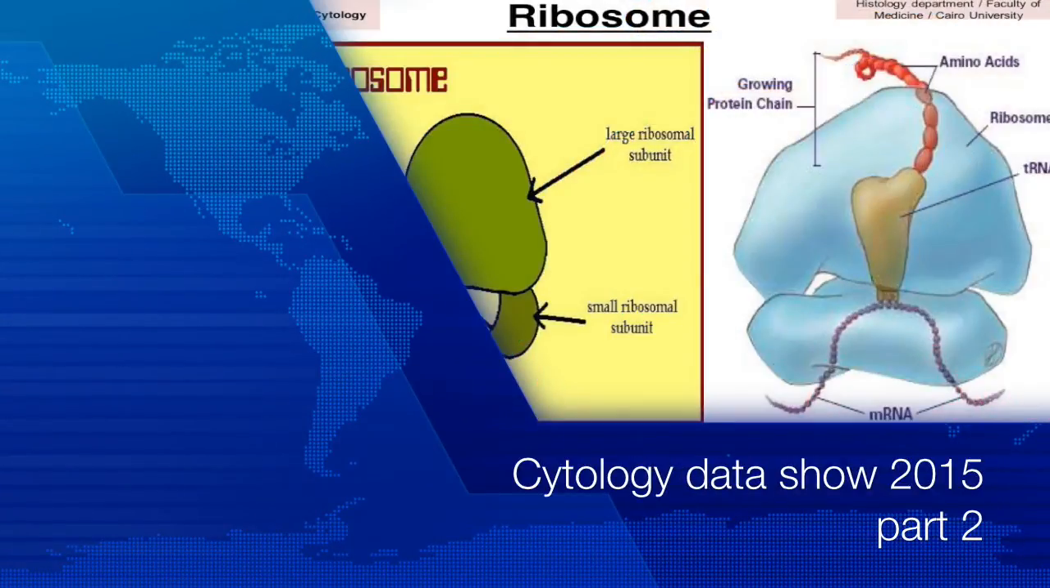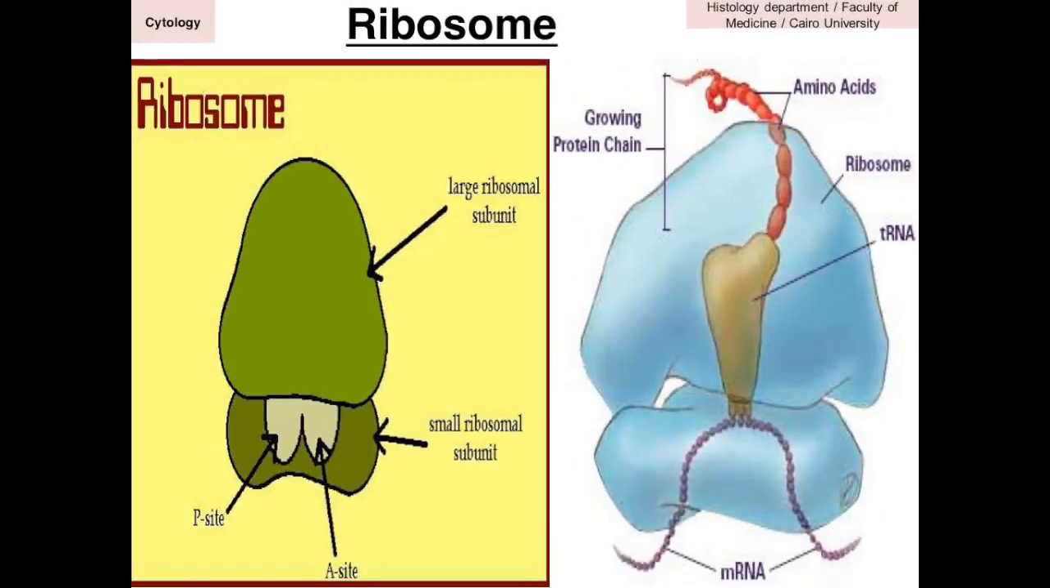Bismillah ar-Rahman ar-Rahim. This is the second part of the cytology data show, and in this picture you can see the diagram for the ribosome formed of a small subunit and a large subunit. In between these two subunits we have the messenger RNA, and these sites are one for the addition of new amino acids and this for the polypeptide chain, the A site and P site.